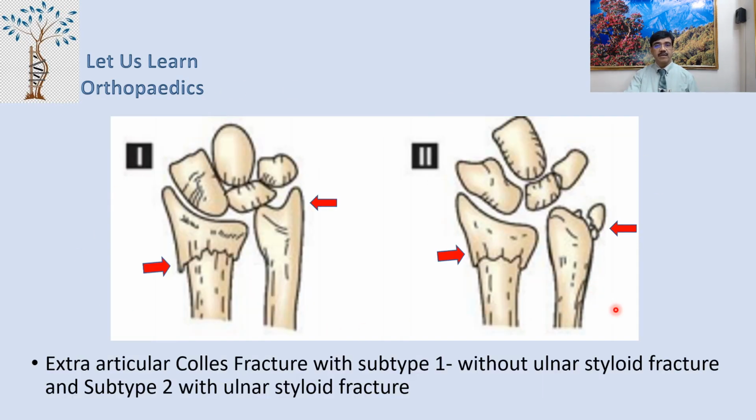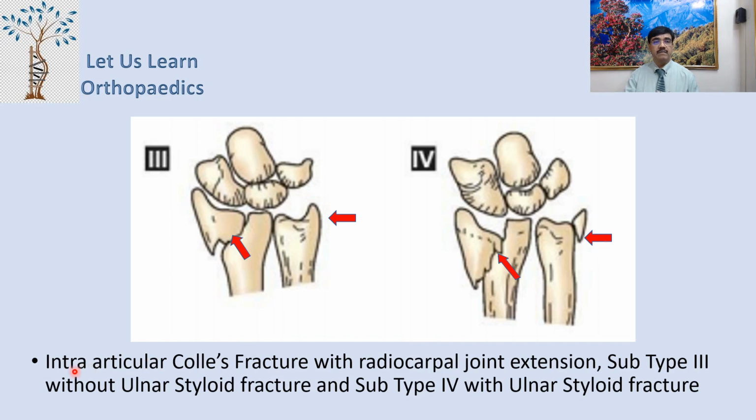Now this particular diagram shows the extra-articular Colles fracture, subtype 1 without the ulnar styloid fracture and subtype 2 with the ulnar styloid fracture. Now type 3 and type 4 are the intra-articular fractures with radiocarpal extension. You can see the fracture line extending into the radiocarpal joint. Type 3 is with intact ulnar styloid process. Type 4 is with fractured ulnar styloid process.